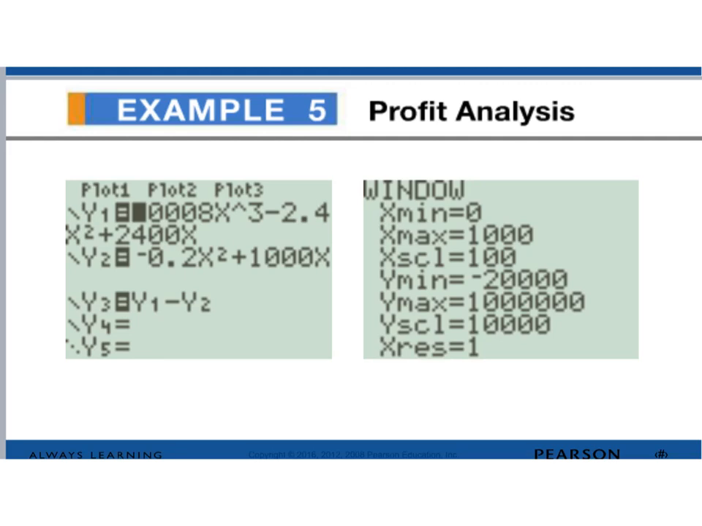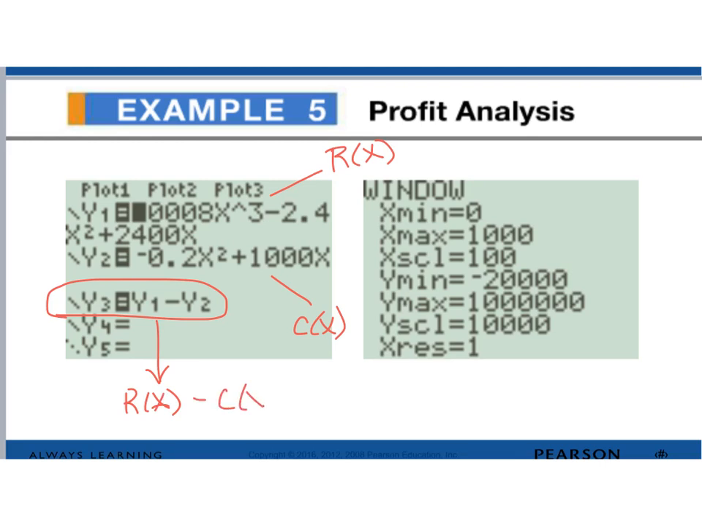Now what I want you to do is use your graphing calculator and enter the profit function by doing it this way. Y1 is your revenue function. Y2 is your cost function. Y3 is Y1 minus Y2, which is revenue minus cost, which is your profit function.